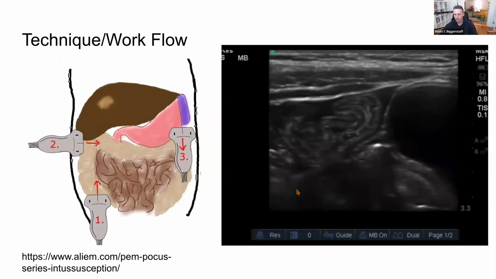A lot of this is going to be dependent on what the patient tolerates too. So, if you have a 2-year-old that's inconsolable, it's hard to say how much of this they're going to tolerate. So you want to focus on the areas of highest yield, which is generally going to be the right lower quadrant.